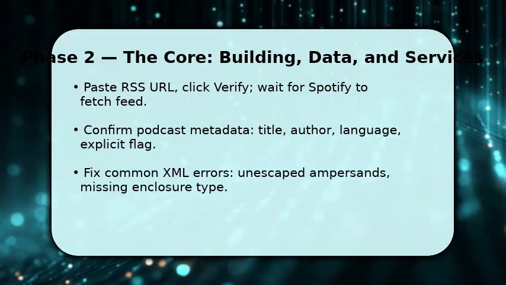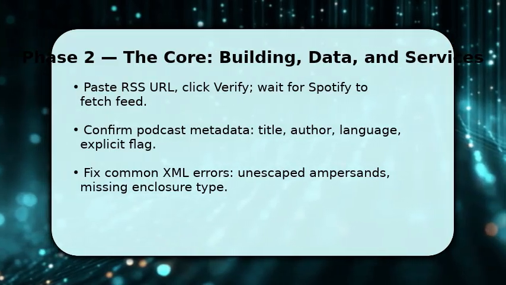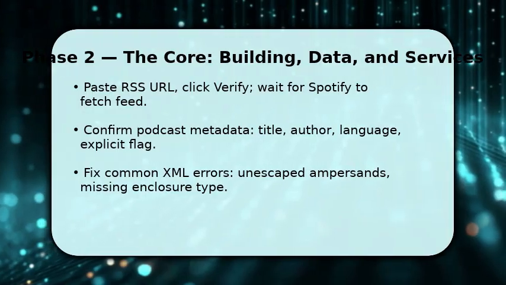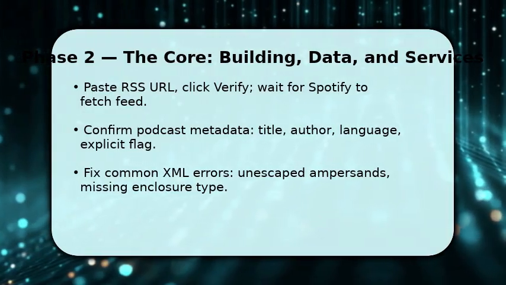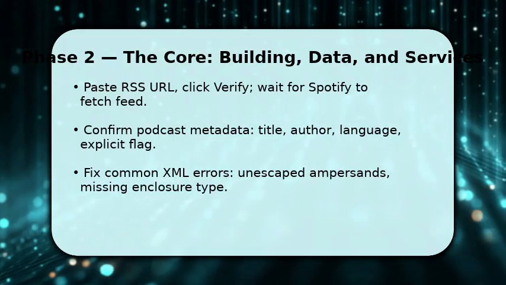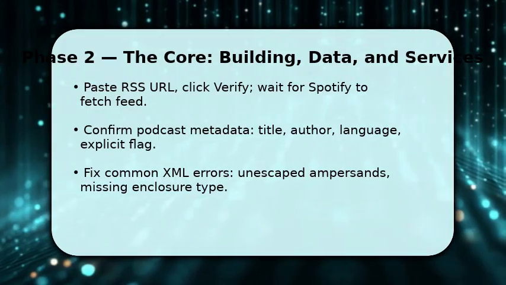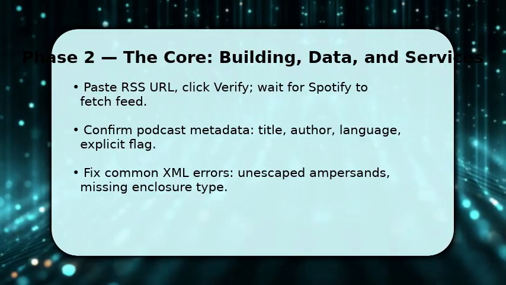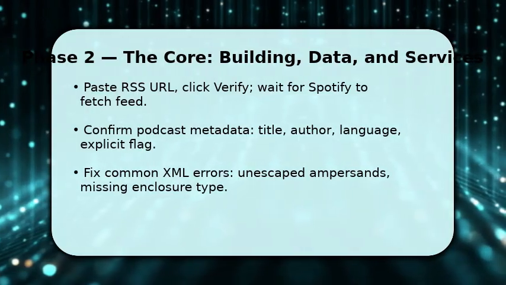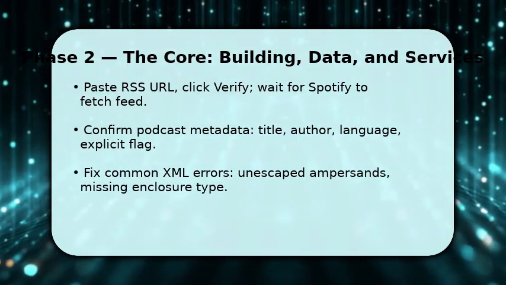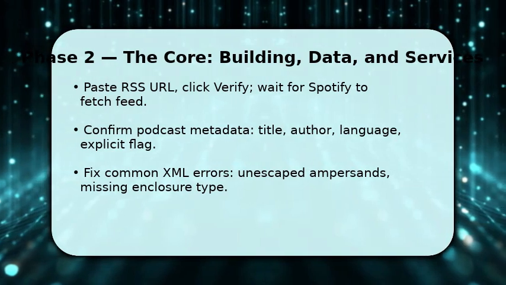Once verified, map episodes correctly. Ensure each item has a unique GUID and an enclosure tag with a valid audio MIME type. If Spotify reports errors, edit your host feed to fix unescaped characters or missing tags, then resubmit. This step prevents rejected submissions and keeps episode ordering intact.